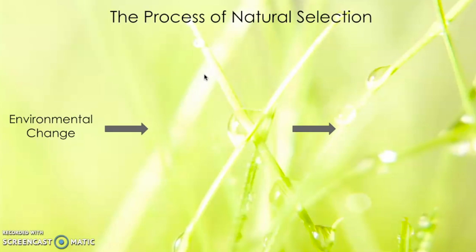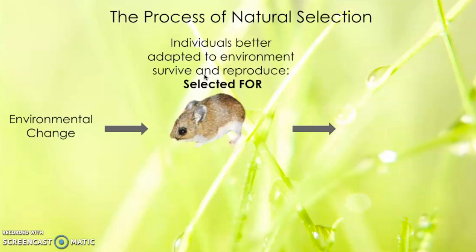So in the case of the deer mouse, the environmental change was the depositing of the sand across the previously dark forest, changing their environment from a dark colored environment to now a light sandy colored environment. The next step of natural selection is where natural selection selects the individuals that are better adapted to their environment and causes them to survive and reproduce. We call this being selected for.